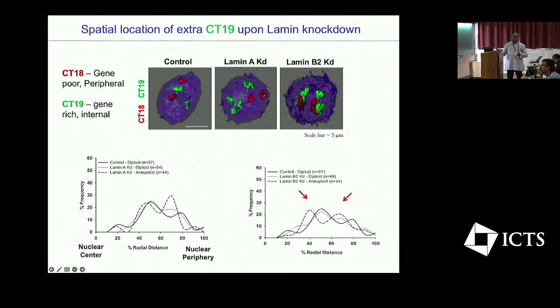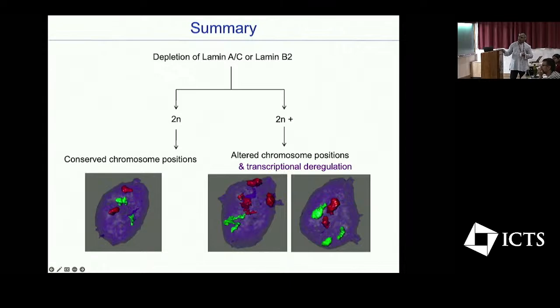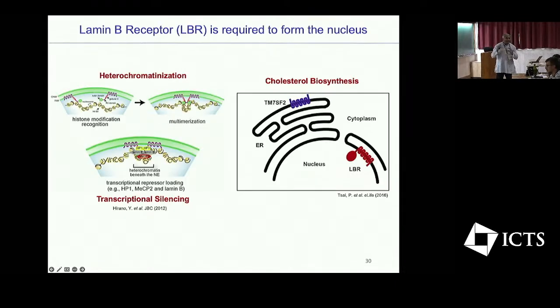So all in all, what we find is that the loss of lamin A/C or B2 generates these really remarkable populations of cells, some of which maintain this conservation, but there are also populations that do not maintain the conserved organization of territories.